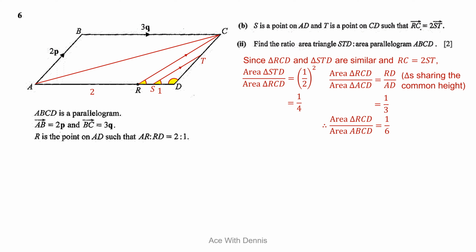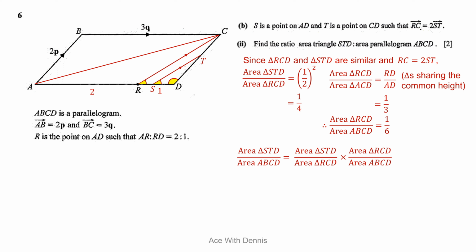Hence, the area of triangle RCD over the area of the parallelogram ABCD is 1/6, because the parallelogram is made out of 2 times the triangle ACD. Now, we can find the area of triangle STD over the area of the parallelogram ABCD, which is the area of triangle STD over the area of triangle RCD, times the area of triangle RCD over the area of the parallelogram ABCD.